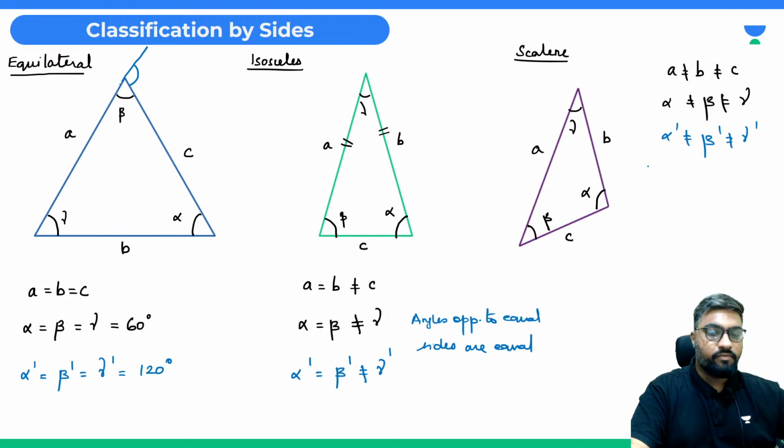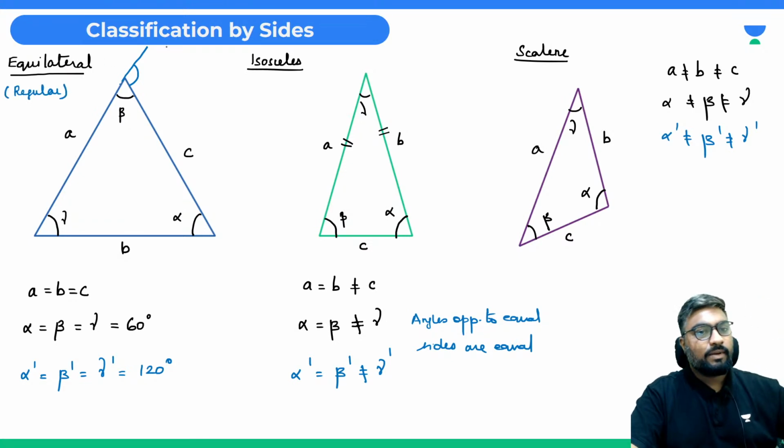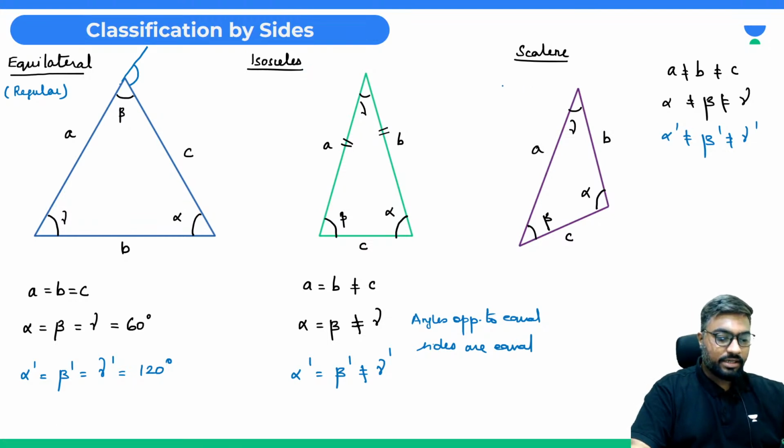Sorted है guys सबका? So all three triangles, equilateral और regular. Equilateral triangle को regular triangle भी बुलाते हैं. So equilateral, isosceles, scalene. Sorted everybody?